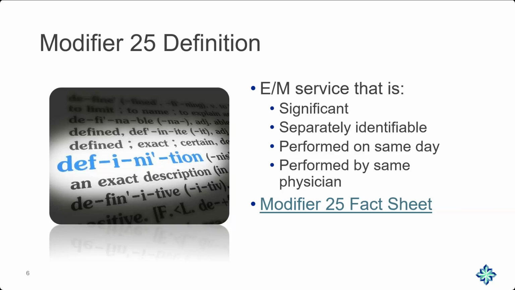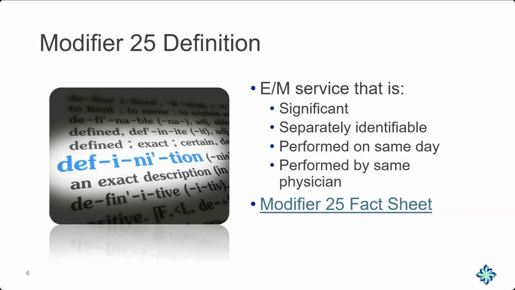If you have a procedure that was performed yesterday and today you're doing an E&M, it is likely that those can be billed. It's a little less for the procedures, a little bit more for the other services. But if you have services that are performed on different days, they're performed on different days. We're looking at that same day. Also, same physician. If you have services that are provided by different physicians, they are going to be payable and not need that 25. I have included a link to the modifier 25 fact sheet.